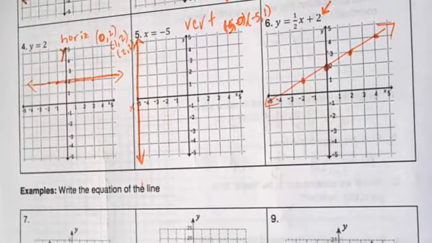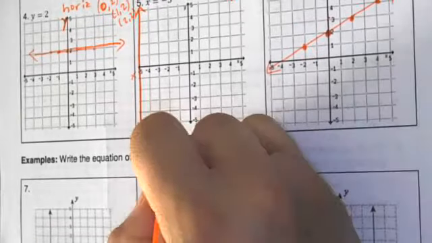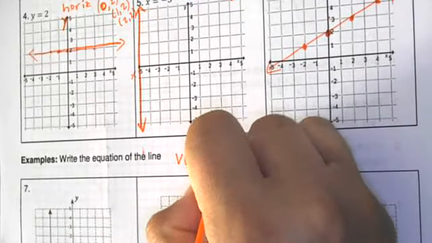Now we're going to practice going the other way around, where you're going to be given a graph of the line and you just need to write its equation. So if it helps you, think of that little mnemonic device, VOXBOY.